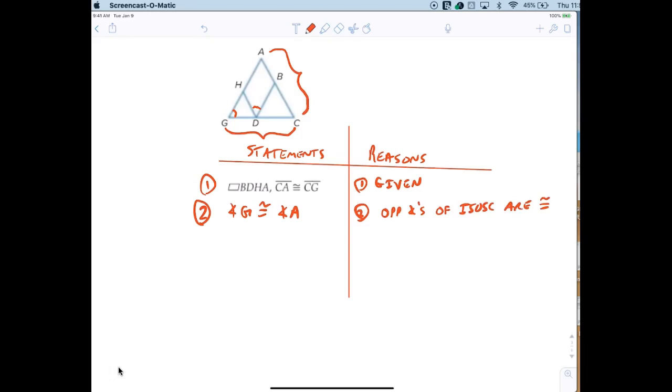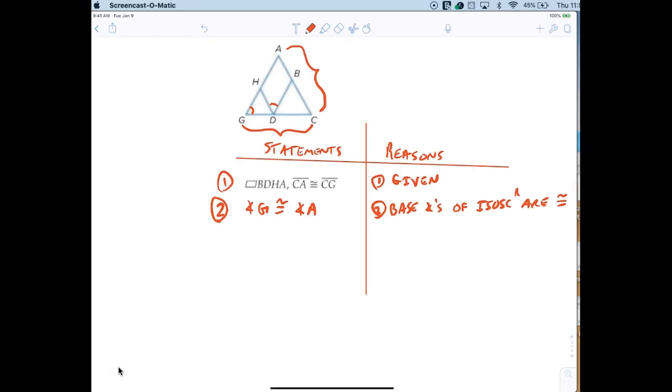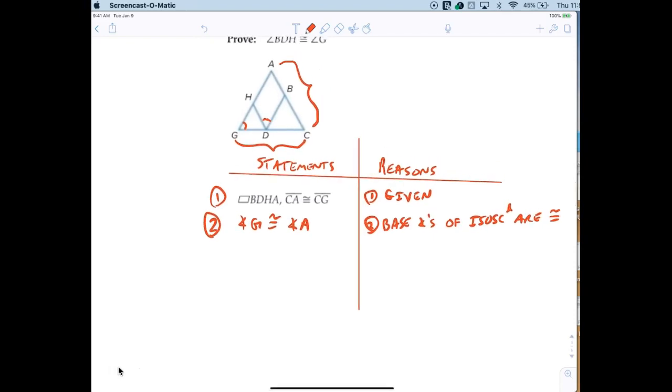Now again, I'm not expecting you to memorize it's the converse, or I don't care about that. I would prefer that you just say opposite angles of an isosceles. Or I shouldn't have said opposite angles, I should have said what? Base angles. All right, so let's go ahead and change the opposite to base. Those are the base angles. Base angles of an isosceles triangle are congruent. Now I'm going to come over here and mark this is congruent to this. All right, Luke, what's next?